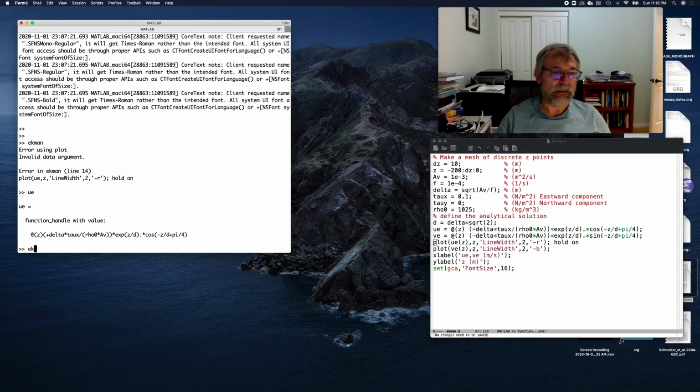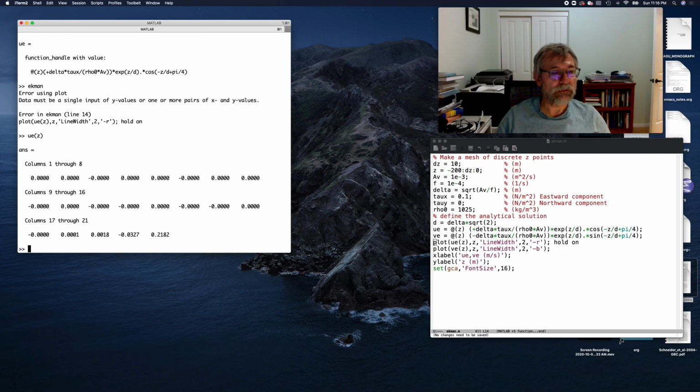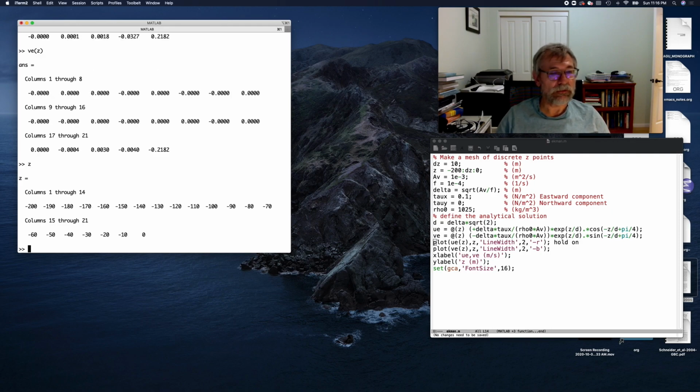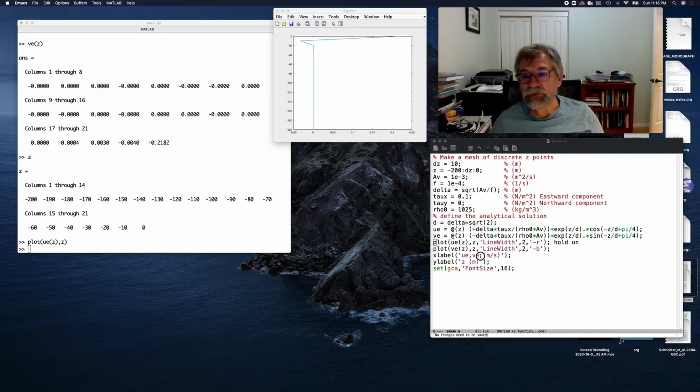So let's try again. Ekman data must be a single. Let's see, UE of z, VE of z, z, plot UE of z comma z. That seems to work. Why didn't it plot?